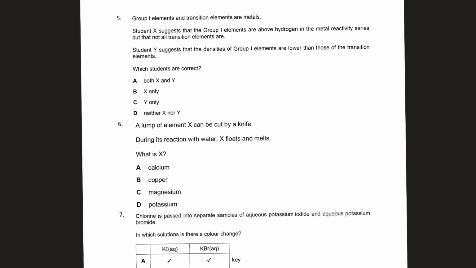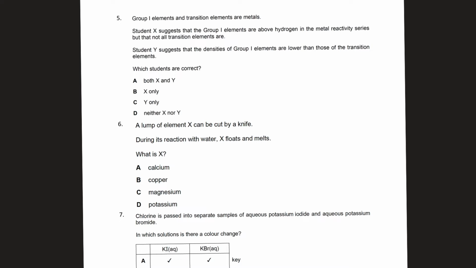Student X suggests that group 1 metals are above hydrogen in the metal reactivity series, but not all transition metals are. We know that to be true because there is silver, gold and platinum, which are all transition metals, but they're below hydrogen in the reactivity series.